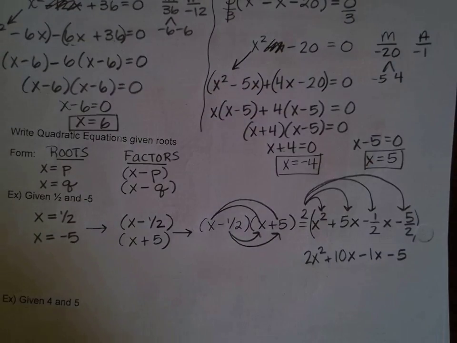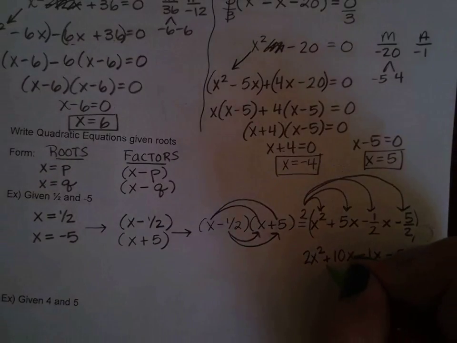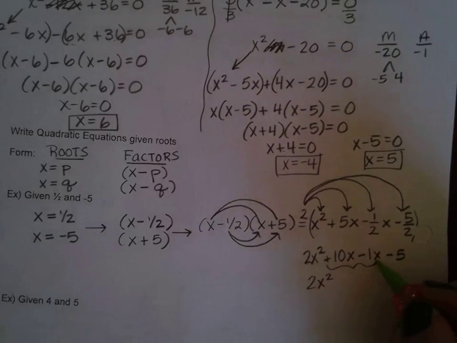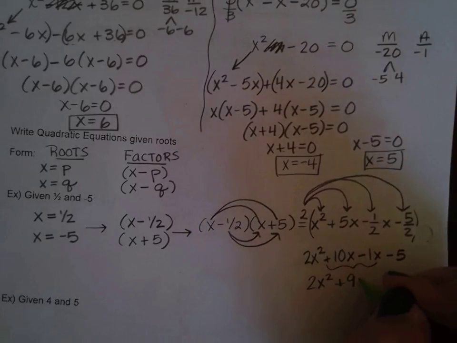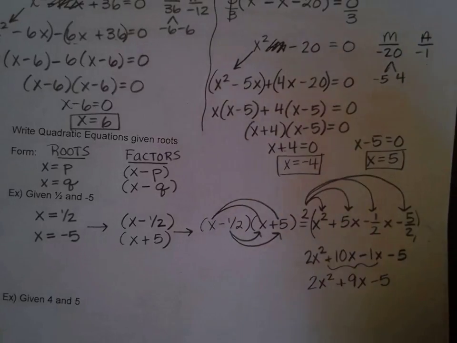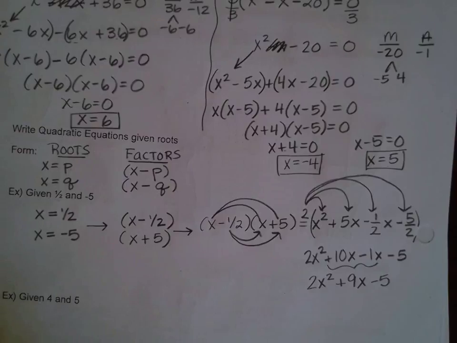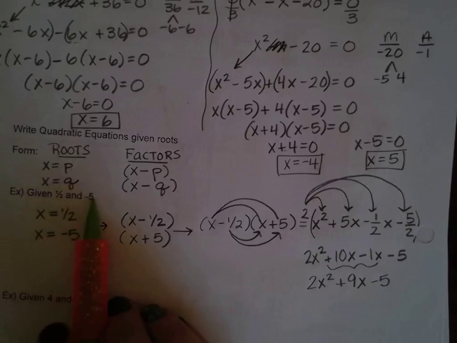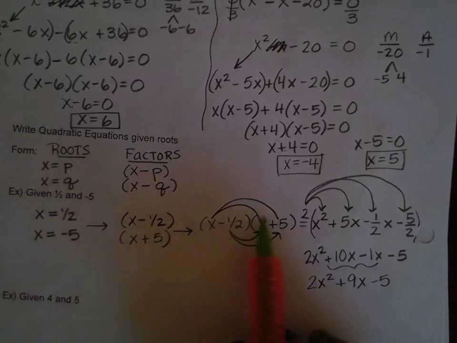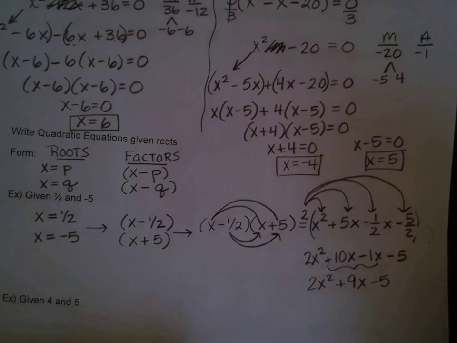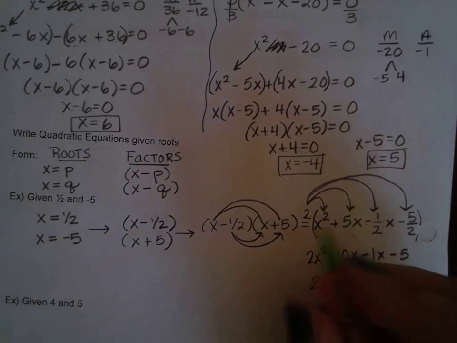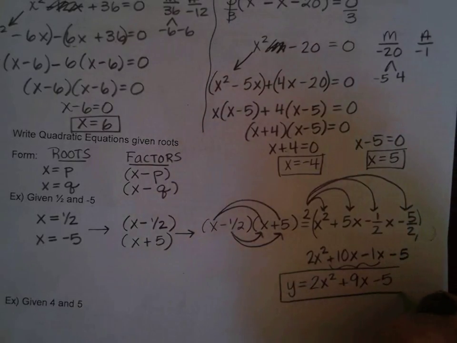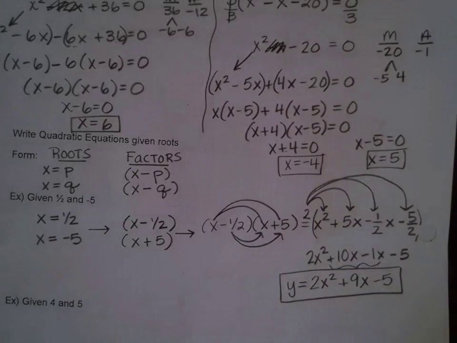Alright, so we're almost done. All we have to do is combine like terms. Here's some like terms. So it'll be 2x squared. 10x minus x is 9x. And then minus 5. So the goal was to write a quadratic equation that has the given roots of 1/2 and -5. So we go through all of this and we multiply and combine like terms, and at the end this is your answer, and you say y equals 2x squared plus 9x minus 5.